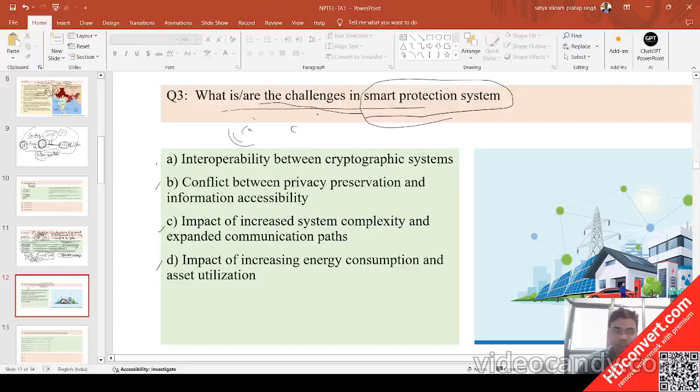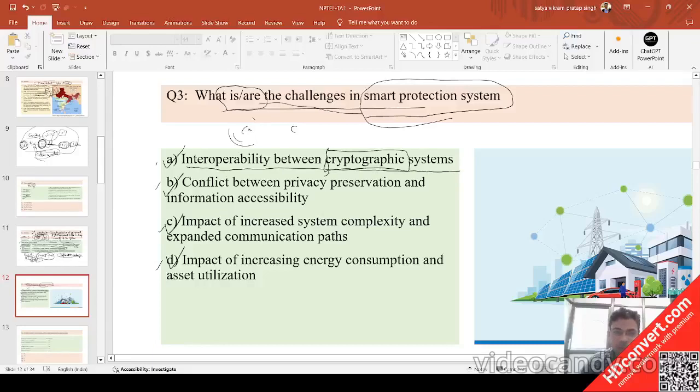What are the challenges? I have written specifically that all the answers are correct. How am I saying that? Let's jump. The first one is the interoperability between the cryptographic systems. If you see, this is cryptography.